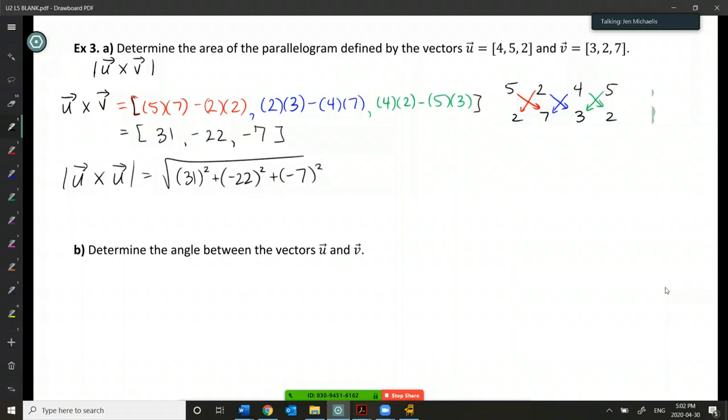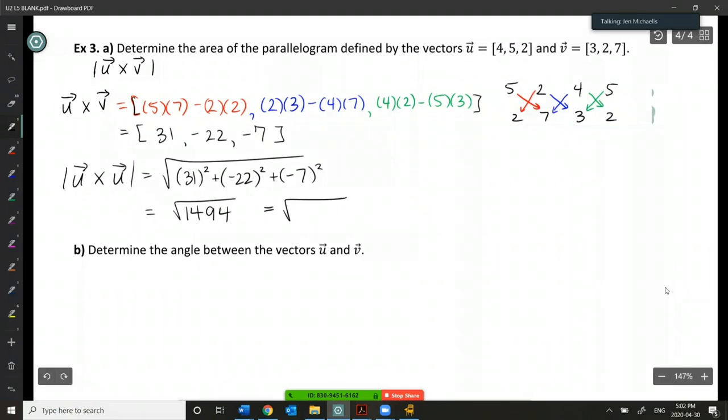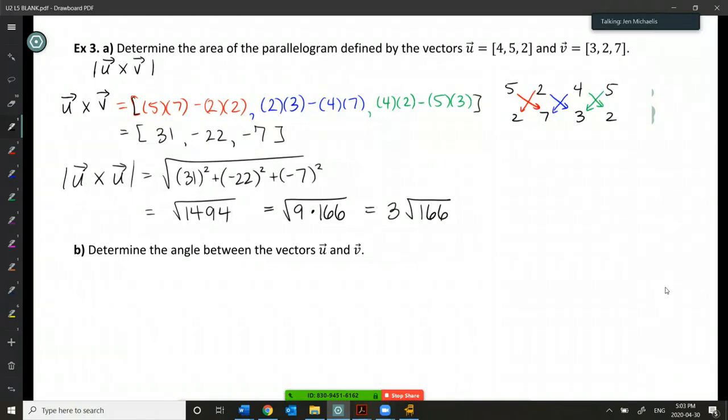So you can take a second and enter this into your calculator. Again, ideally, we usually leave these answers as exact values where possible. So I'm getting the square root of 1494. And I can actually simplify this by, I think this is divisible by 9 as the biggest perfect square. So it's 9 times 166, which leaves us with 3 root 166.